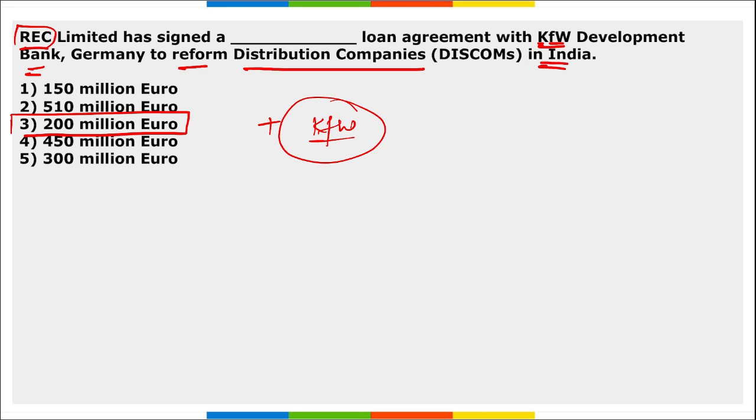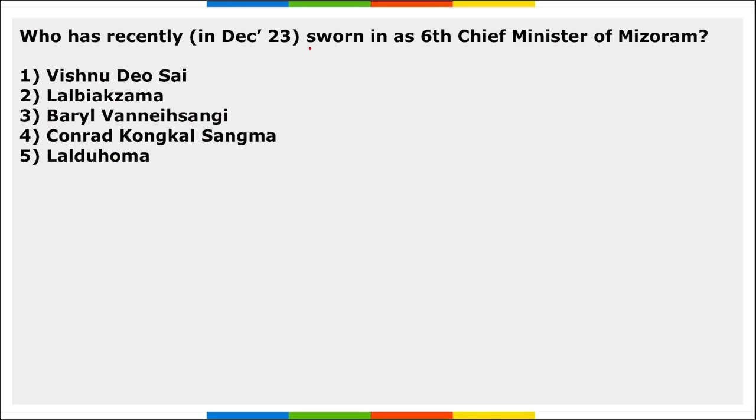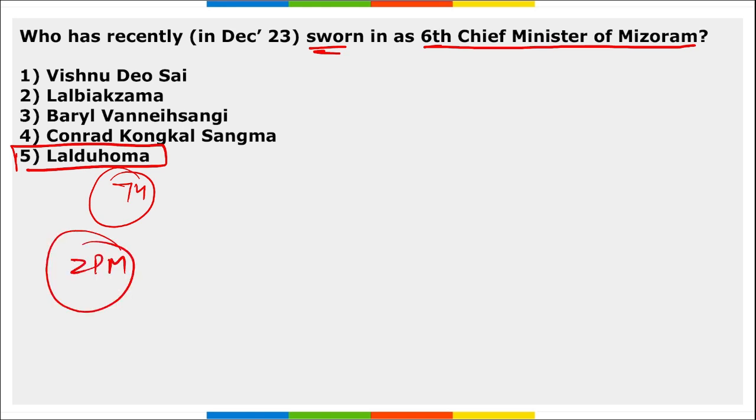Next is who was recently sworn in as the 6th Chief Minister of Mizoram. So Lal Duhoma, correct? He is 74 years of age and he is the leader of the Zoram People's Movement, that is ZPM. He was sworn in as the 6th Chief Minister of Mizoram. Correct? Mark this.